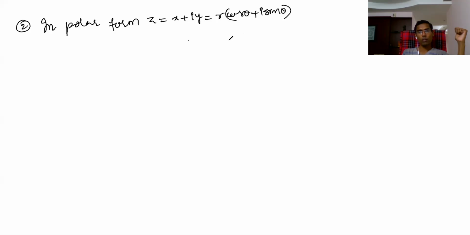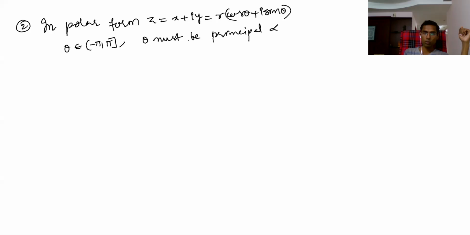So in this polar form, theta must be in the interval minus pi to pi. That means what? In polar form, theta must be the principal argument. Principal argument, that's the important one. Okay.